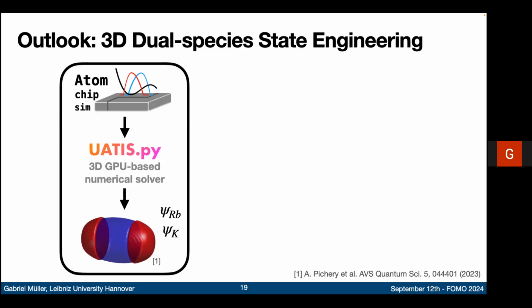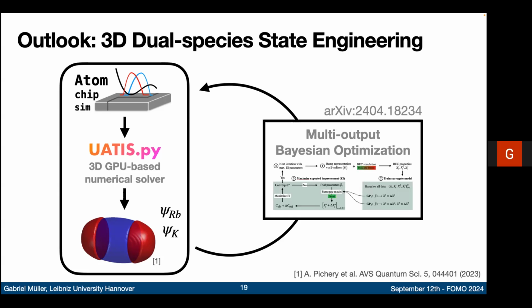So, as an outlook, if we want to do 3D dual species state engineering, we now have to fuse a bit of our tools together. What we have in Hanover is a pretty accurate atom chip simulation, which gives you not a harmonic trap, but a proper trap in 3D. You can combine it with this uatus.pi that we already heard about in the frame of Pixel. This is a 3D GPU-based numerical solver. Normally, it is used for atom interferometry simulations, but it doesn't matter. You can use it for whatever potential. And then you get out a wave function, for example, for rubidium and potassium. This black box you just put into the multi-output Bayesian optimization, and we expect it to work very similarly. We will do it, and I hope these results will come out soon too.